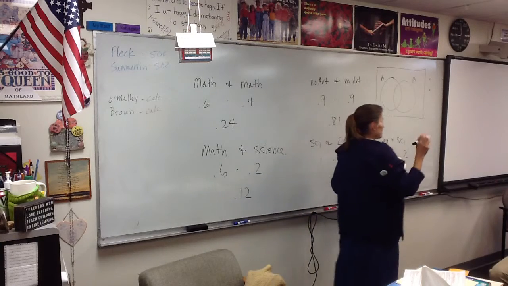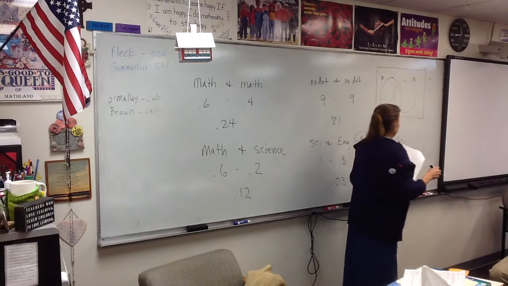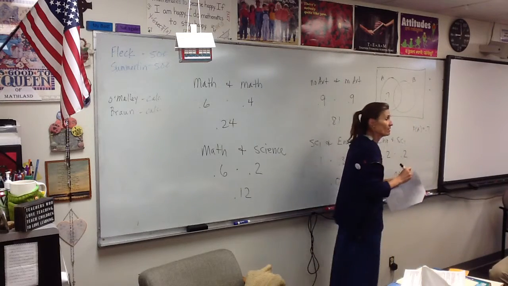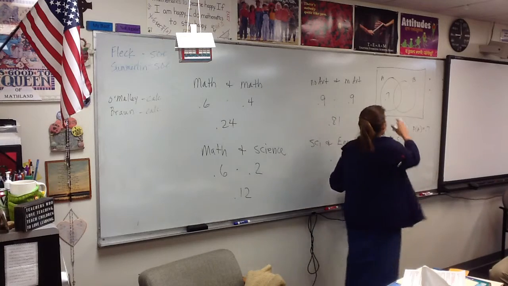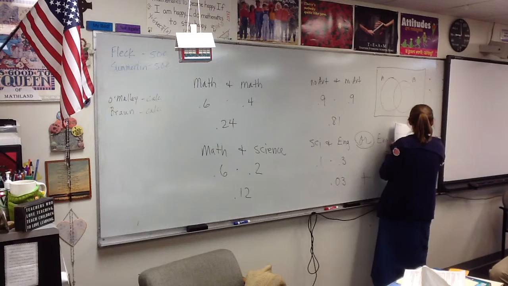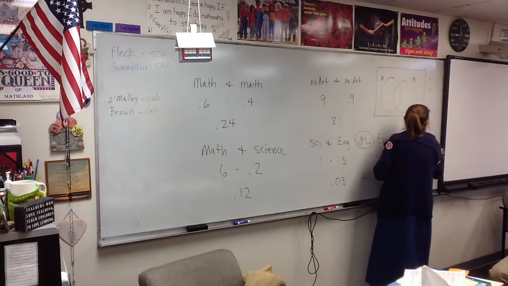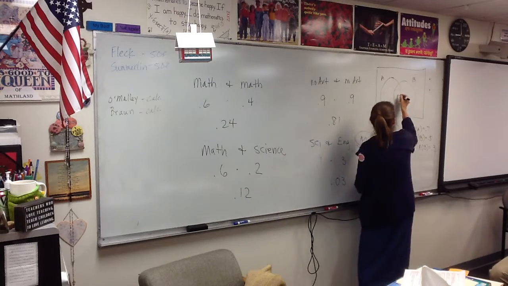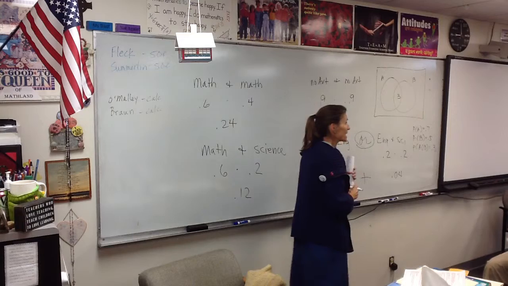Now, look at number 14. It says the probability of A is 0.7. Do I put 0.7 right there? No, no, no, no. The probability of B is 0.5, and the probability of A and B is 0.3. Where do I start in my Venn diagram? In the middle. So I put a 0.3 right there. That's the A and the B.